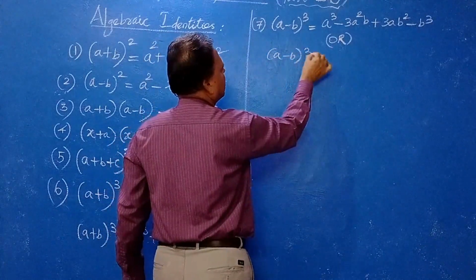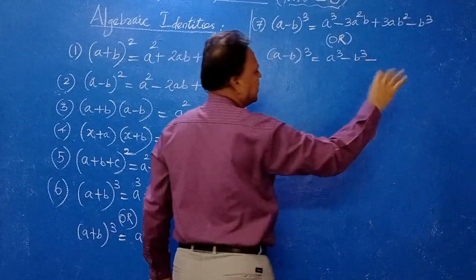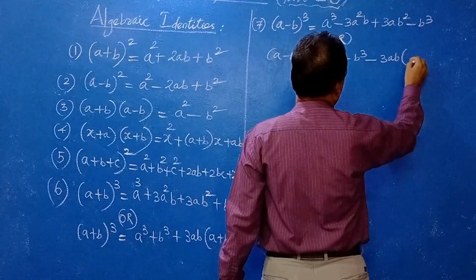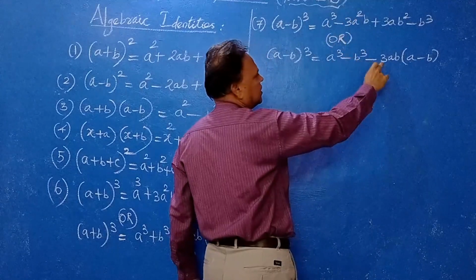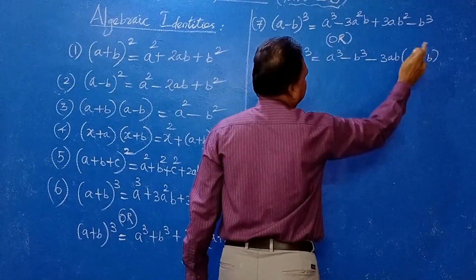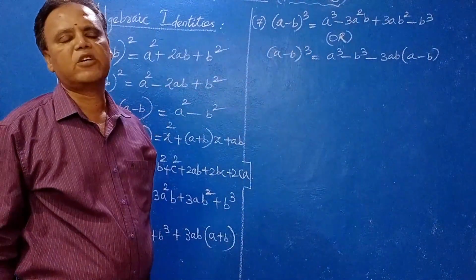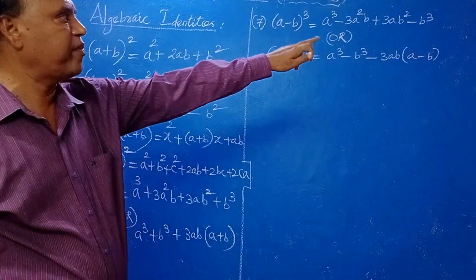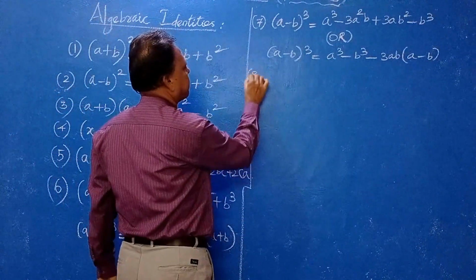(a - b) whole cube is equal to a cube minus b cube, then minus 3ab times (a - b). You multiply and see, correctly it will come. Here you are taking minus 3ab common, so you will get a and minus b. Easily you can remember: a cube minus b cube minus 3ab times (a - b).